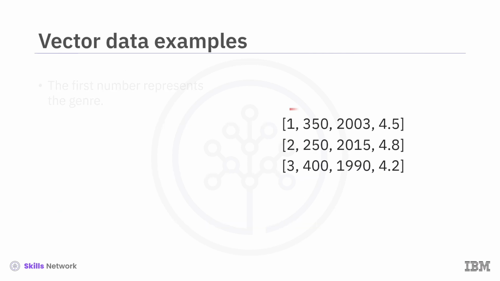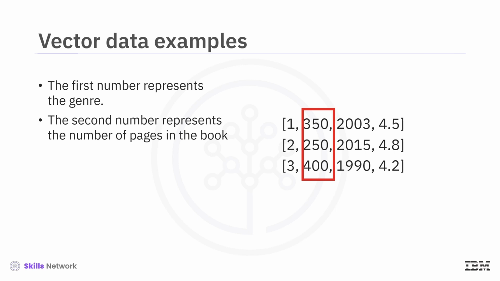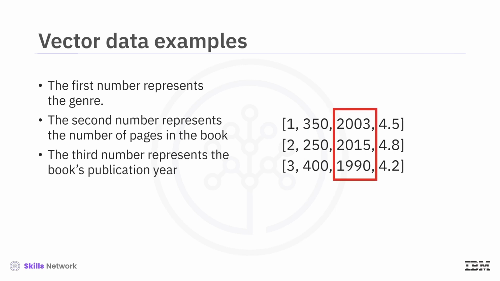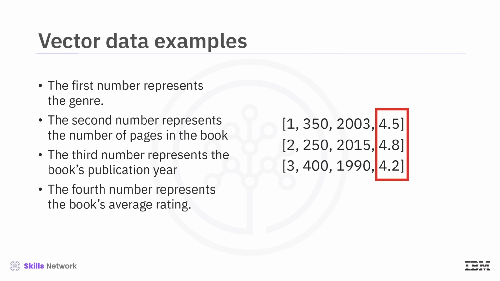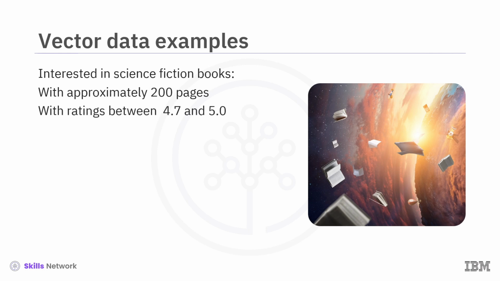Here, the first number represents the genre. For example, the number 1 is for fiction, the number 2 is for nonfiction, and the number 3 is for science fiction. The second number represents the number of pages in the book. The third number represents the book's publication year, and the fourth number represents the book's average rating. Next, let's say you are interested in science fiction books with approximately 200 pages and ratings between 4.7 and 5.0.